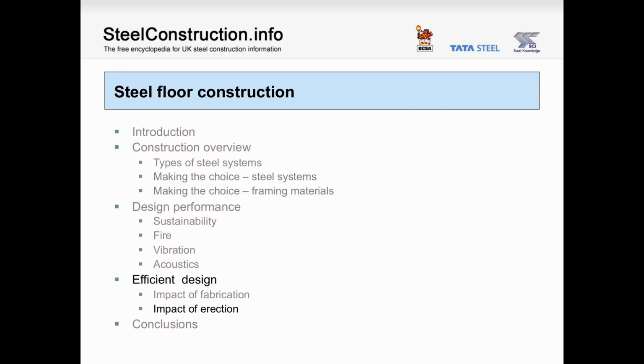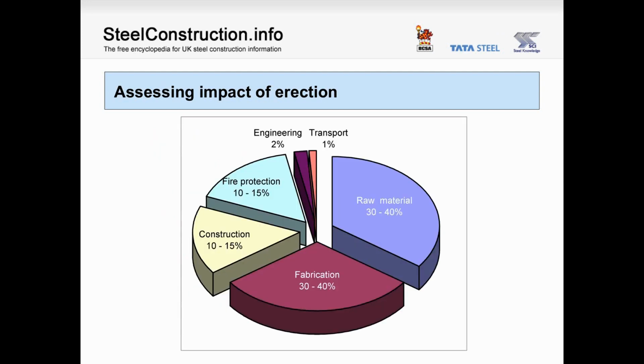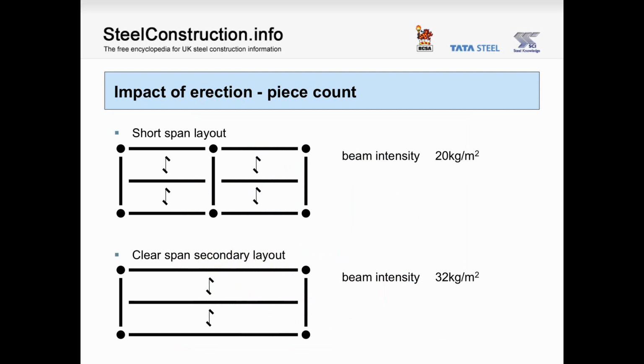Okay, we'll now have a look at the final piece of the jigsaw, the impact that erection can have. As you recall, whilst not as significant as material and fabrication costs, it's still worthy of consideration. Whilst fabrication decisions on connection details will obviously impact how a structure is erected, another less obvious factor that engineers can consider is the impact of piece count. Here we see 2 options for the same floor area. Using the traditional engineer's measure of steel intensity, we can see that it's a very simple decision to make. We go for the 20 kg per metre squared short span beam option rather than the 32 kg per metre squared clear span secondary option every time.